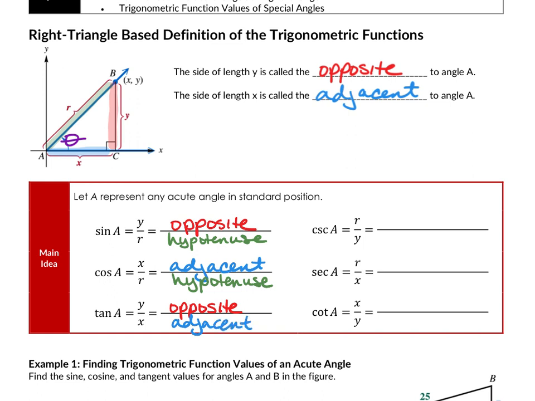Now the three other trig functions, since again they are reciprocals of sine, cosine, and tangent, we can just flip those definitions just like we flipped the letters. Cosecant would be hypotenuse over the opposite, secant the hypotenuse over the adjacent, and cotangent would be the adjacent over the opposite side.